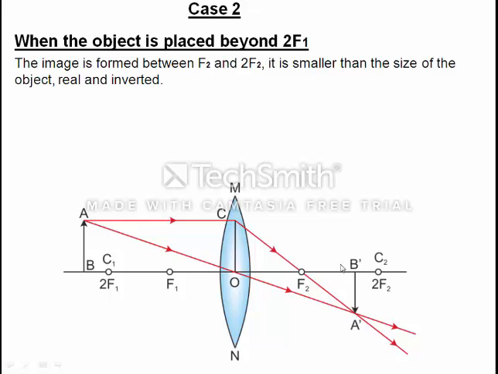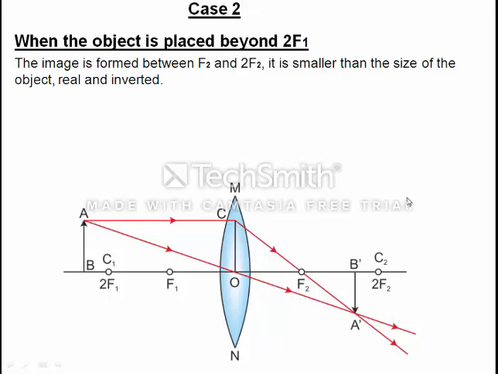Now again, the nature. Here A is at the top, but here the image is B dash A dash. So the image is inverted, and since the two refracted rays are actually meeting at a point, the image will be real. So the nature is real and inverted. Second thing, where is the image forming? Between f2 and 2f2. So that is the position.